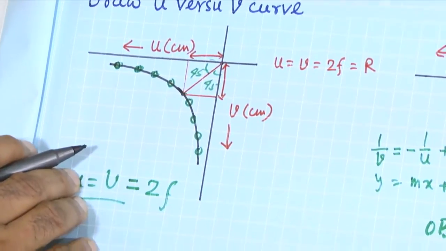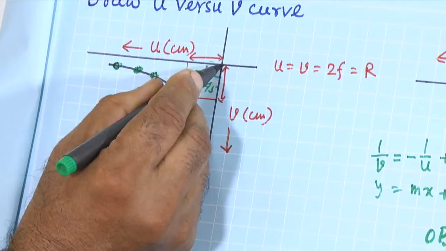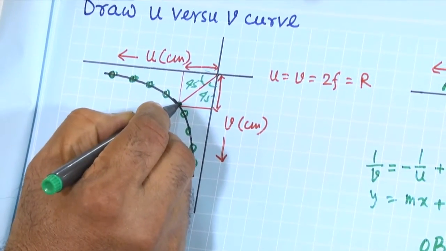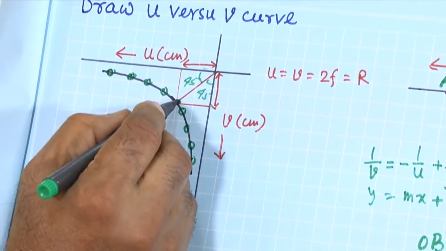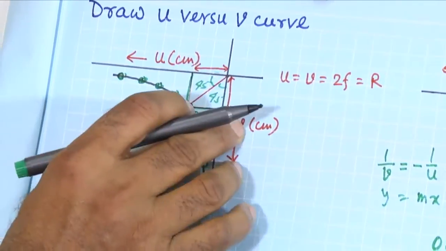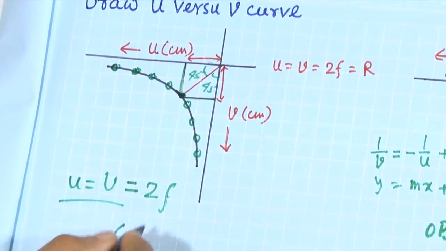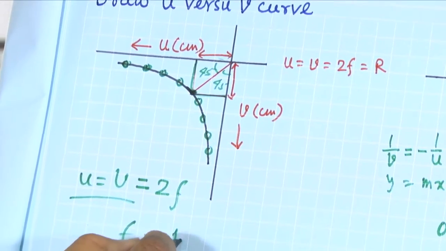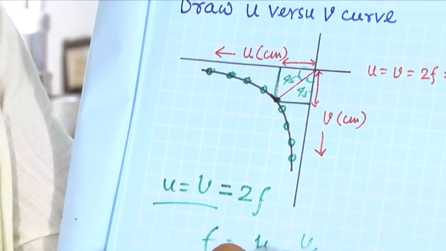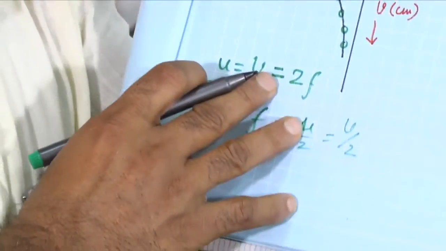So from this graph itself, by drawing this line at 45 degrees, you can find out this point. Now what is the u value and what is the v value, we can find out. So that is equal to 2f. So f equals u by 2 or v by 2. You can calculate the f from this curve.